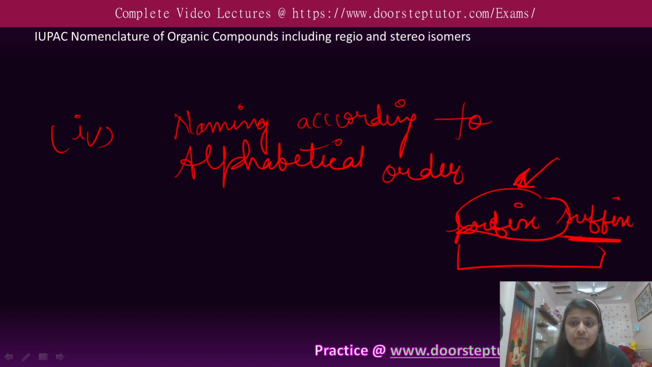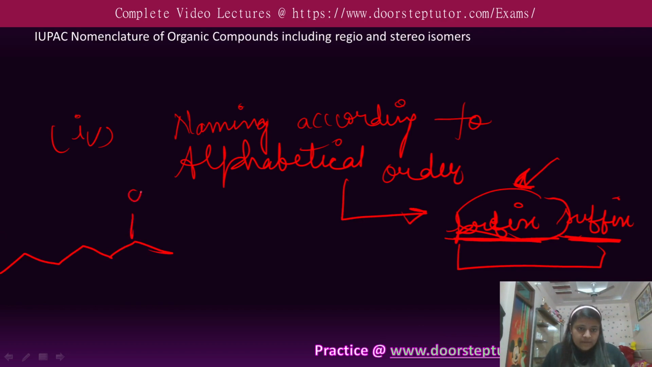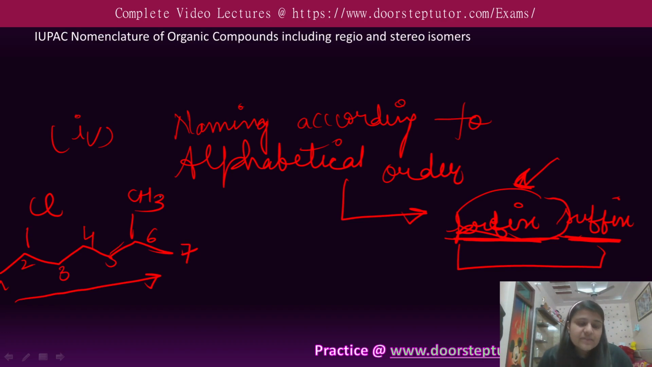So first of all, suppose there are many prefixes. How do you arrange the prefixes? You have to arrange them according to alphabetical order. I will give you a very good example. See, there is a CH3 group and this is Cl. Now tell me, from where do I have to start the naming? I have to start from this side, like 1, 2, 3, 4, 5, 6 and 7. I can number this carbon 7 as well as this carbon because we have only one substituent. So we have two prefixes: 2-chloro and 6-methyl.